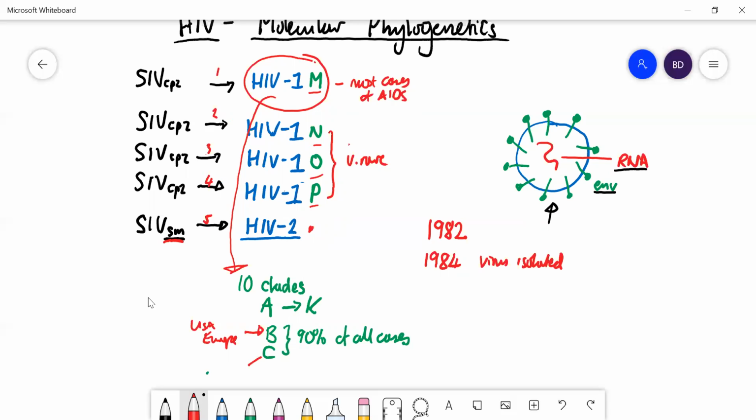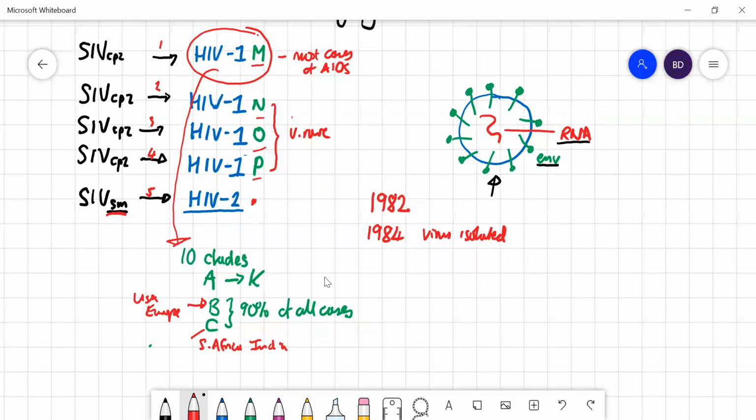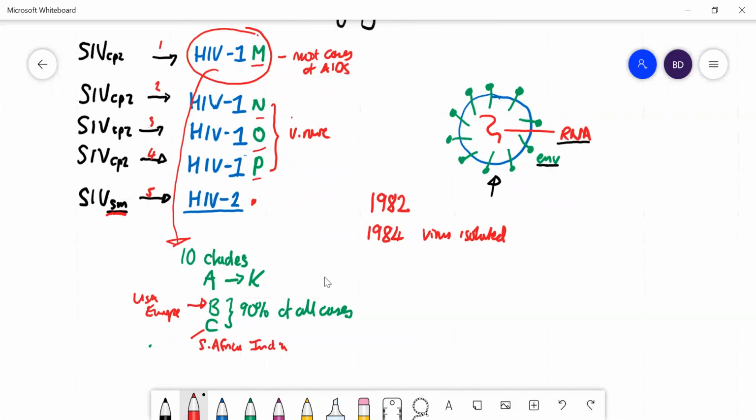C is more found in the Southern African states and in India. I think B accounts for maybe 70% of cases, C 30% of those cases. Right. Now, why does HIV change? It's subdivided, so it hasn't stayed constant, it's changed and evolved into 10 separate subspecies or clades.